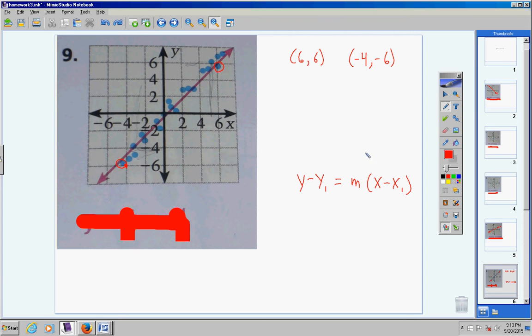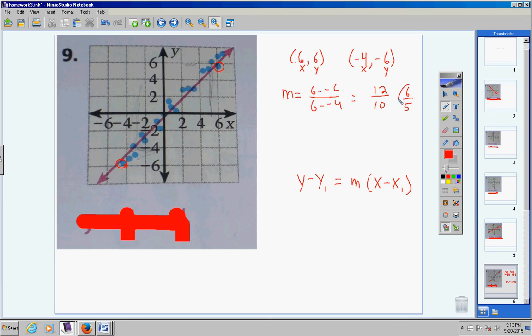Now, obviously, we have to know what the slope is. So let's find the slope first. m equals y minus y. Here's a y and here's a y. So 6 minus a -6. The denominator is x minus x. So here's an x and here's an x. 6 minus a -4, which would give us 12 over 10, positive over positive, which would reduce to 6/5. So your slope is 6/5.